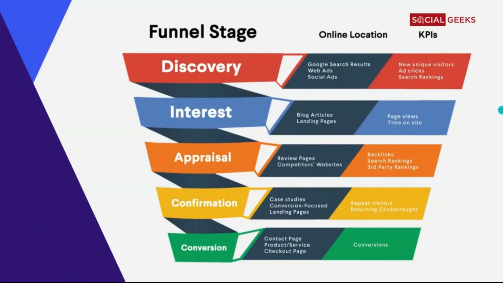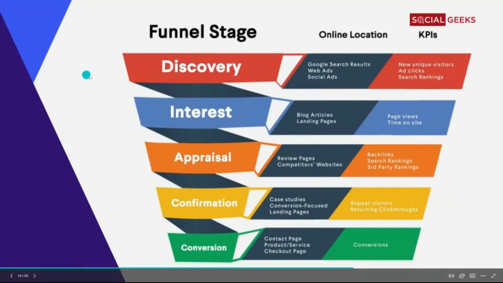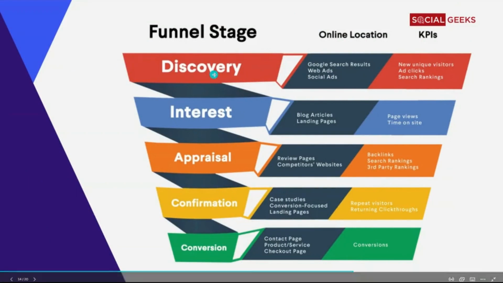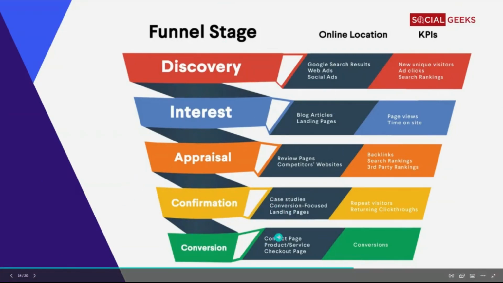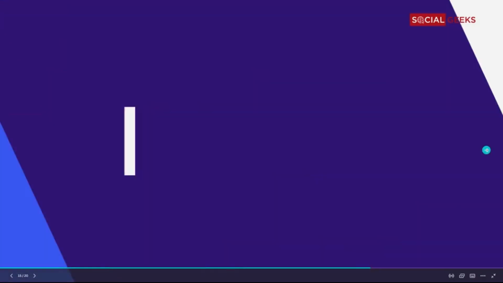The funnel stages for lead generation are different stages of that process. At the discovery stage, Google search is great, as are web ads and social ads. This is where we sit a lot of the time to get people interested. Using blog articles, comparisons, and good landing pages is really important. Appraisals, so making sure that they have a lot of reviews and before and afters. Case studies as well, conversion focus, and landing pages that are focused on getting people to book in. All of this is really relevant in that funnel stage. And here are the different KPIs that we'd look at.